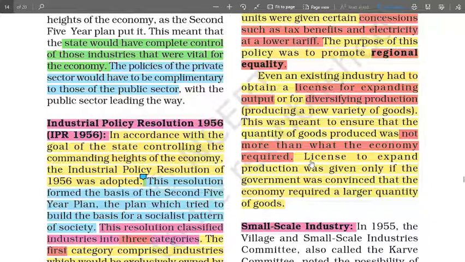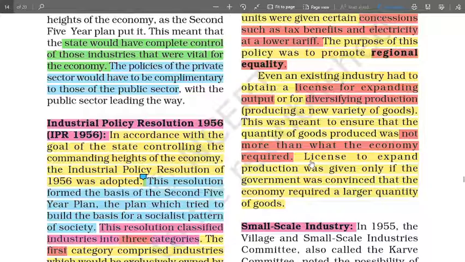Okay, and lastly, when we talk about industries, we talk about large industries, because these are the backbone towards the development of the economy. But Industry Policy Resolution 1956 not only stressed the need to have more big industries, but also saw the importance of small scale industries. That's why it gives an important place to small scale in this policy and policies afterwards. So let's talk about small scale now.